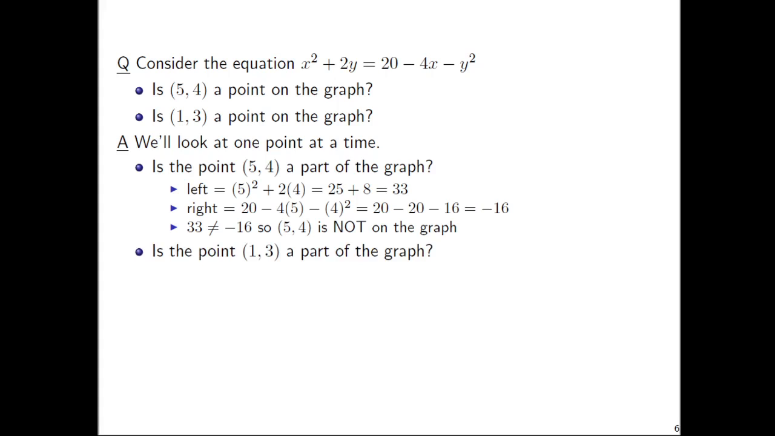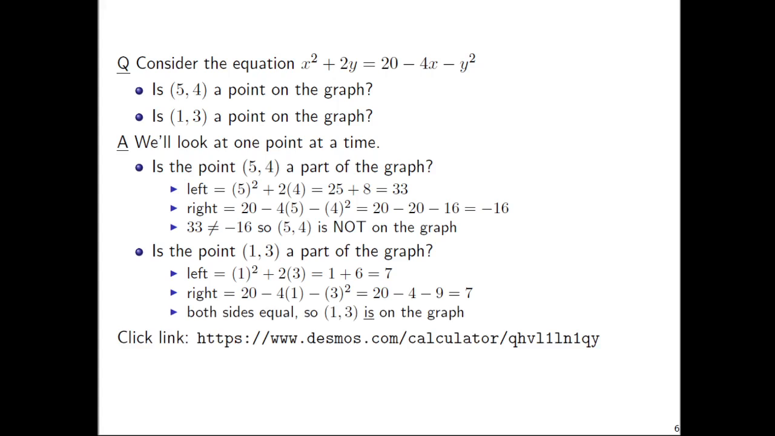How about the point 1, 3? Is that a point that's part of the graph? Well, using x equals 1 and y equals 3, in the original equation at the top in the question, the left side becomes 7 and the right side also becomes 7. And so since both sides are equal, the point 1, 3 is not just a point in the plane, it is a point that is part of the graph. It's on the graph.